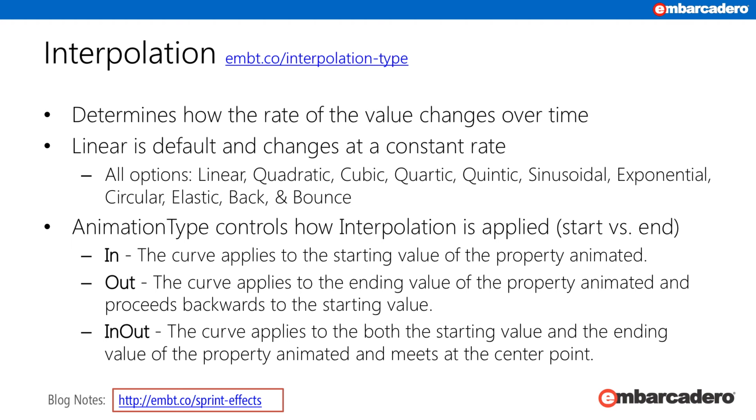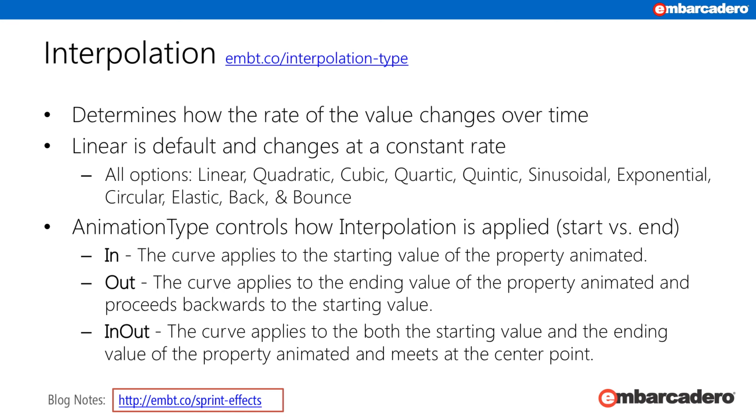But some of the other interpolations, like a quadratic, start out slow and then get faster over time. Bounce, for example, is like a ball bouncing. So if you use bounce on a control, the control will look like a ball. It'll go up and down, up and down, up and down, or side to side, side to side. So that's kind of an interesting one, and it'll continue to get more or less as it goes.